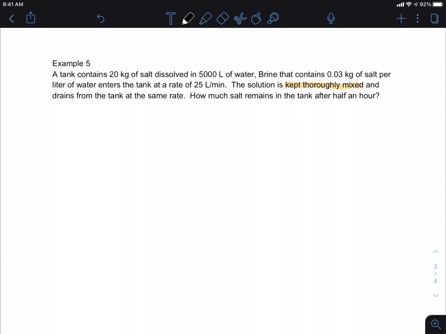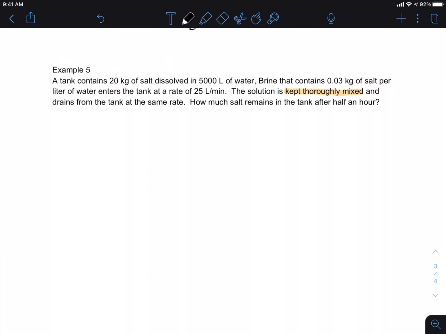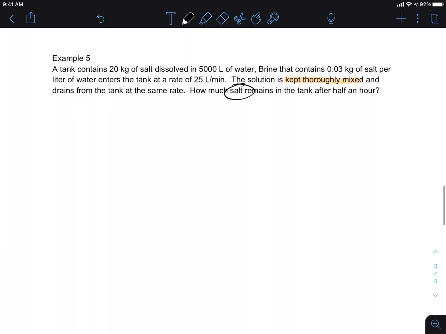Now, we have some important information. Before anything is poured into the tank, what are we looking for in this problem? What is the question that's being asked? How much salt is accumulated? We're looking for salt, right?